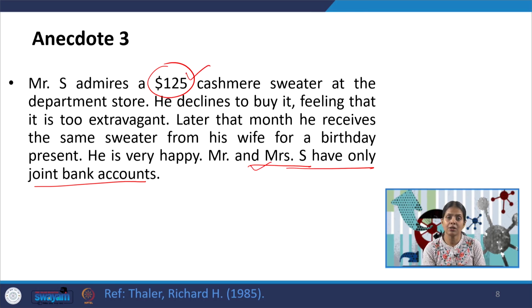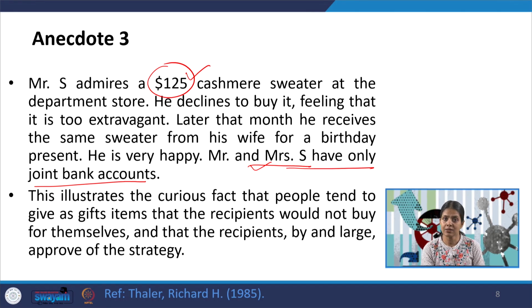But still he could not buy it for himself, while when his wife gave it to him as a present, he was very happy. So, what's going on? This illustrates the curious fact that people tend to give as gifts items that the recipients would not buy for themselves, and that the recipients by and large approve of the strategy. So, the recipients are not buying it for themselves, but when others are buying for them, they approve of the strategy. Neoclassicals do not say so. They say that we must gift something which people are already purchasing, people have already used. That kind of thing should be given as gifts.